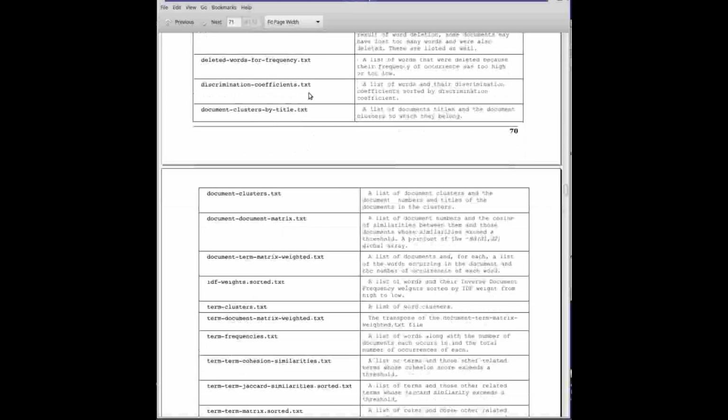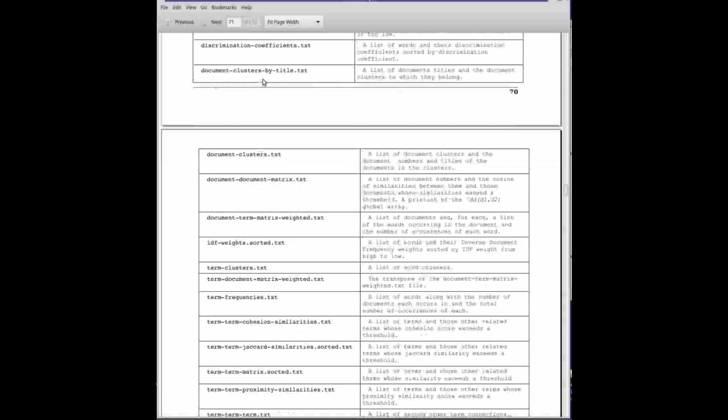There'll be a list of them. Discrimination coefficients text. This will be a list of words and their discrimination coefficients, just a printout. Document clusters by title. We calculate clusters of documents in later stages, and these will be the clusters, and it'll be the titles of the documents in a cluster. So it'll be cluster 22, and there'll be the titles of the documents that are in cluster 22. So the purpose of that, of course, is we can look at the cluster titles and see if they do appear to be somewhat similar to one another.